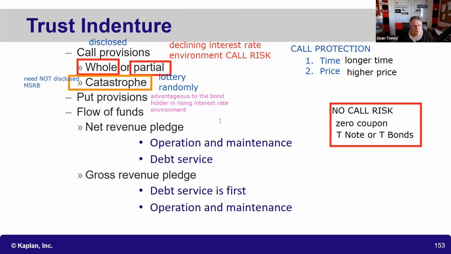Now, flow of funds is very testable. I actually remember being tested on that. So first test question is, where do we find the flow of funds? In the official statement? The trust indenture. There we go. Ding, ding, ding.